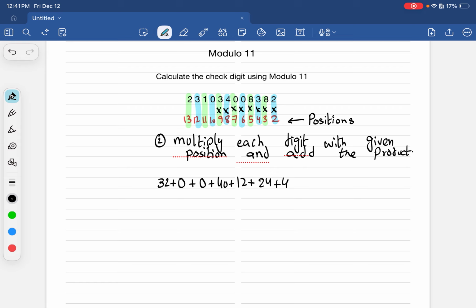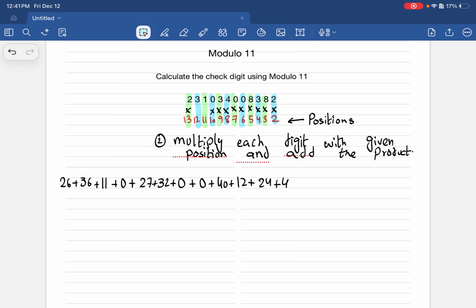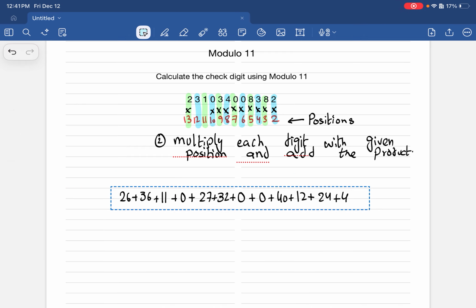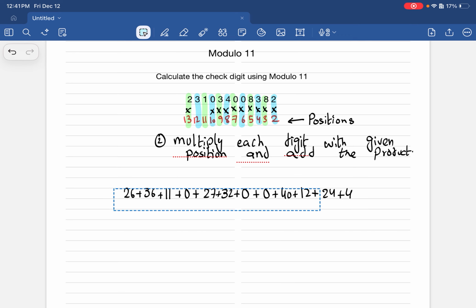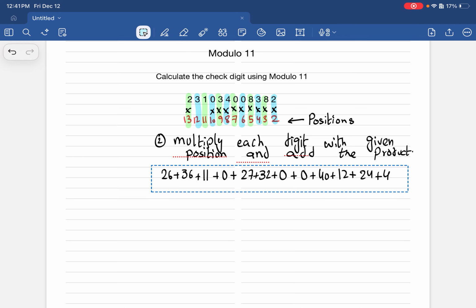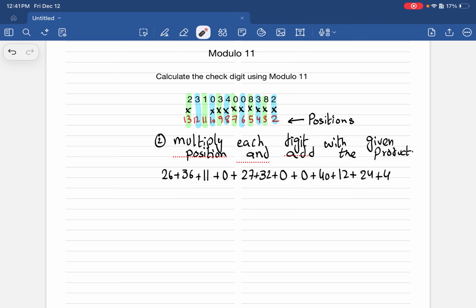Then we get 3 times 9, which is going to be 27. Then we get 0 times 10, so that's 0. 1 times 11, so that's 11. 12 times 3, that's 36. And then we get 2 times 13, which is going to be 26. Let me bring this all to the center. Okay, so this is the result of multiplying each digit with given position.